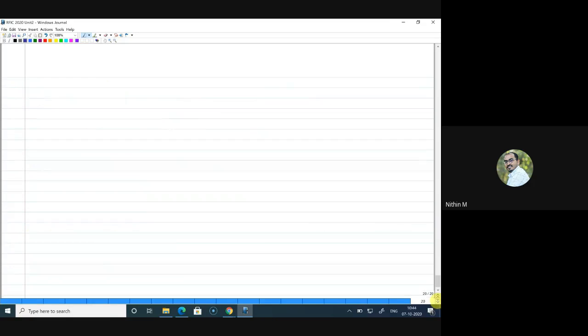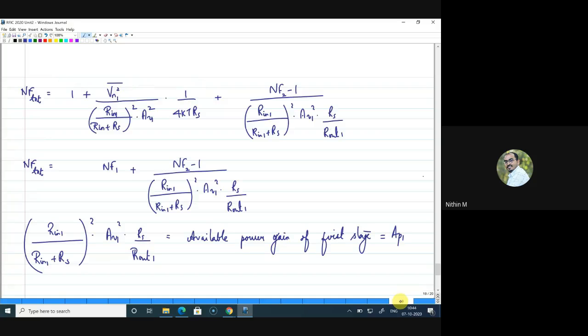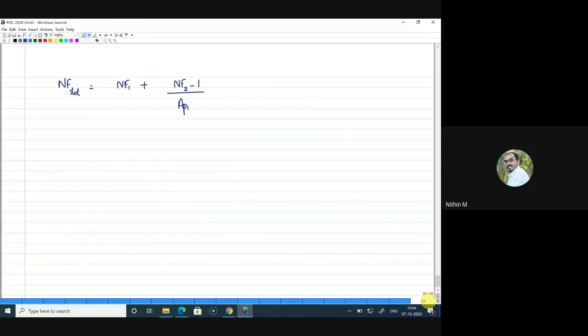That means I can write this NF total as NF1 plus NF2 minus 1 divided by AP1. We will see how the denominator term is power gain. We will do that derivation shortly. But we can consider that as the available power gain, and that can be marked as AP1. If that is the case, this will be your noise figure expression for your 2 stages.